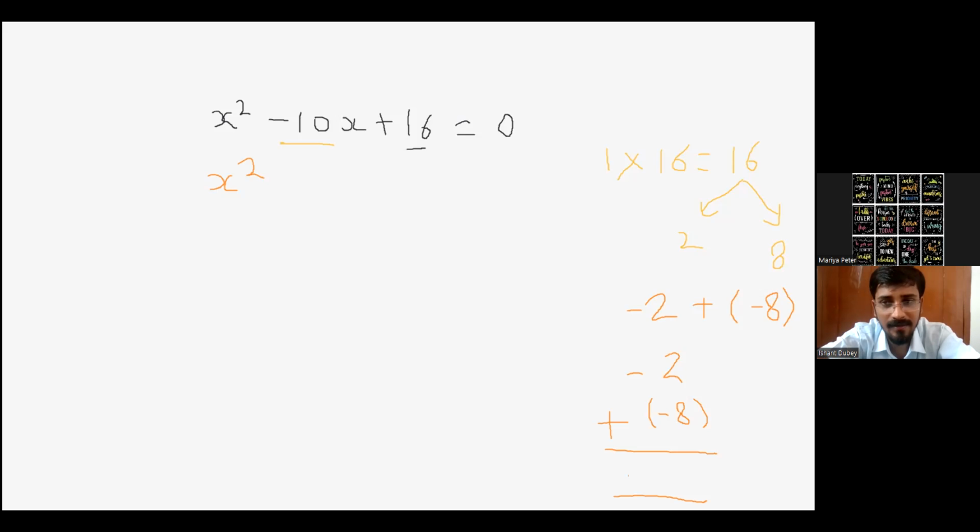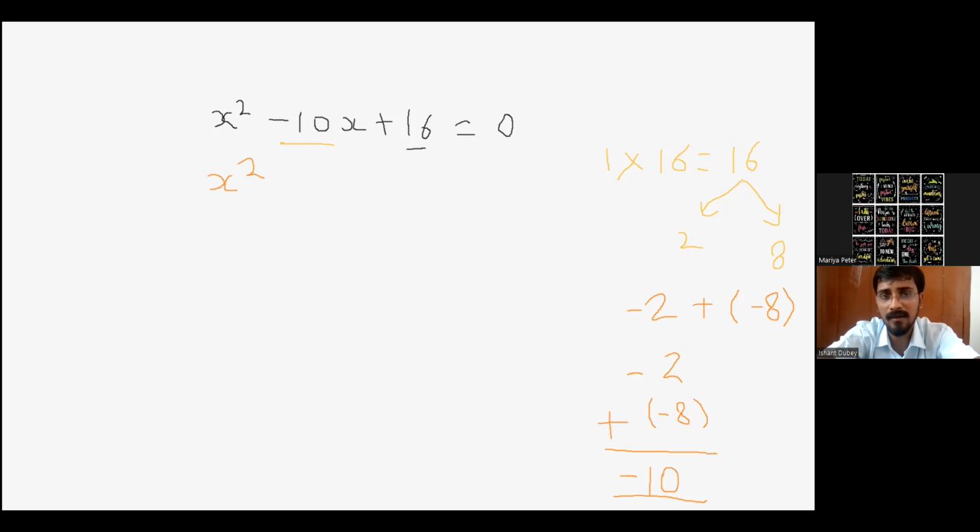2 plus 8, 9, 10. Similarly, if I say minus 2 plus minus 8, you will get 10 only, but with a negative sign. Are you getting? Yes, negative. So what will you get? Minus 10. Is it clear?